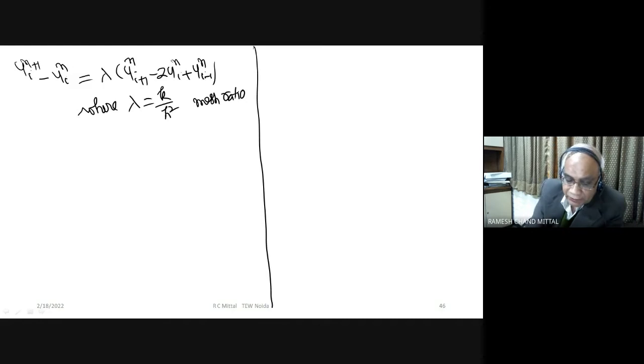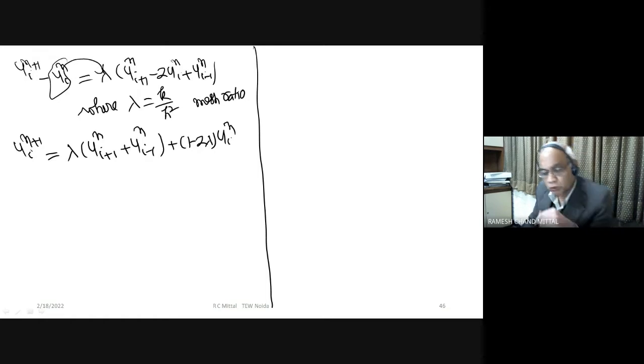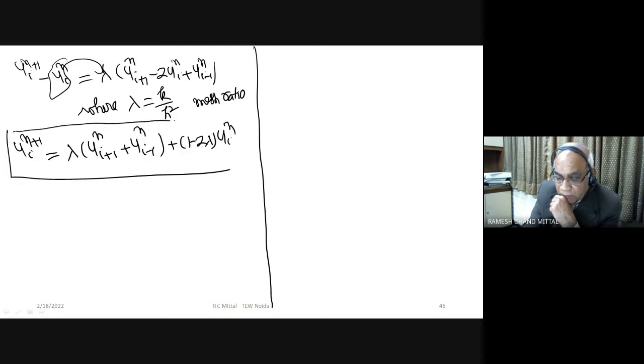All right, or I can write U_i^(n+1) is equal to lambda times (U_(i+1)^n plus U_(i-1)^n), then I have (1 minus 2 lambda) U_i^n. So this U_i^n, I take, is something which is known to me on the right side. Then I can write my scheme in this form. So this is my simple two-level explicit scheme.